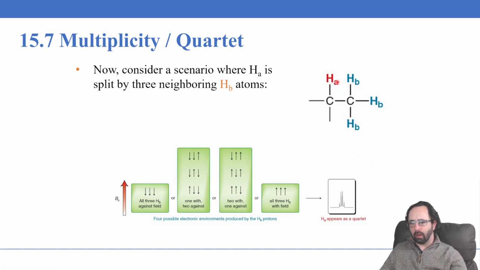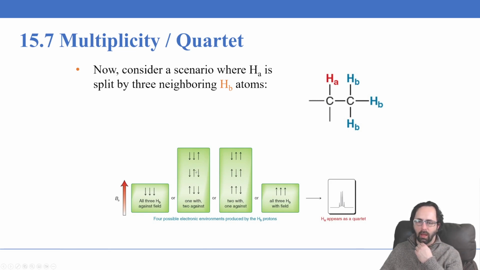If you have proton A, its signal here is going to be split 4 times by these, and that's because there's one situation where all 3 of protons B can be aligned against the field, or all 3 could be aligned with the field. But there's 3 other possibilities: here we have down, down, up, down, up, down, up, down, down, where down is against the field and up is with the external field.